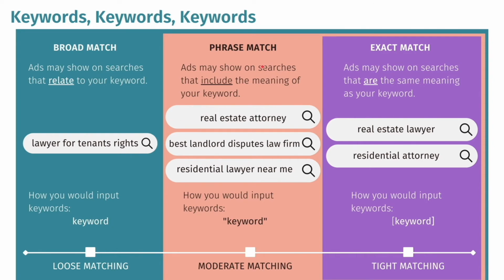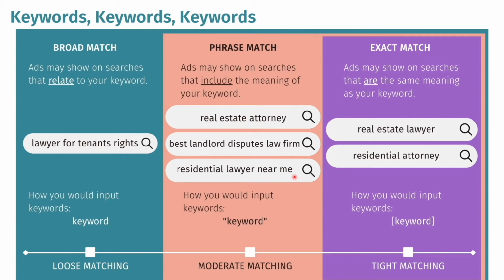For phrase match, this is the setting that we are actually going to be using. Phrase match would be the setting that we would put our keywords at, and it has ads that show on searches that include the meaning of your keyword. So it doesn't necessarily just show on searches that relate, it has to include the meaning. So for example, real estate attorney, best landlord dispute law firm, residential lawyer near me.